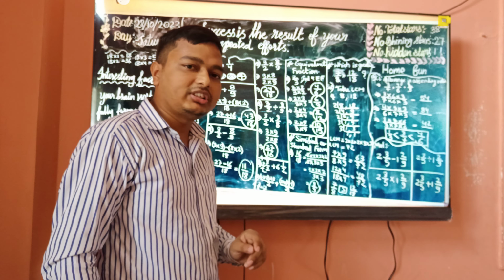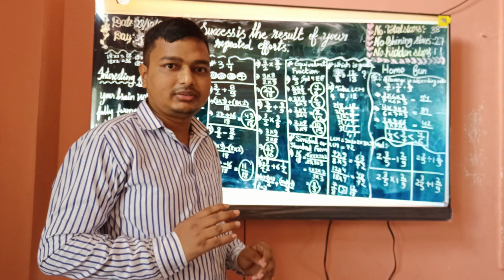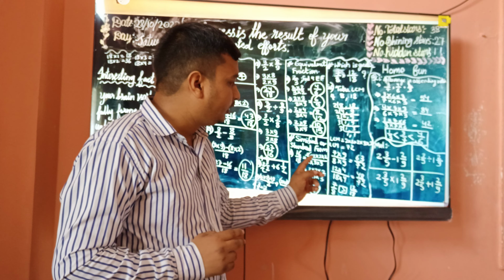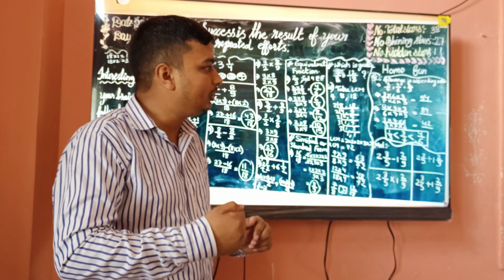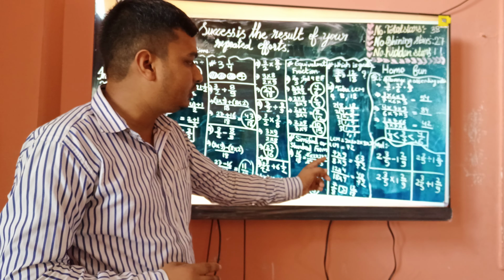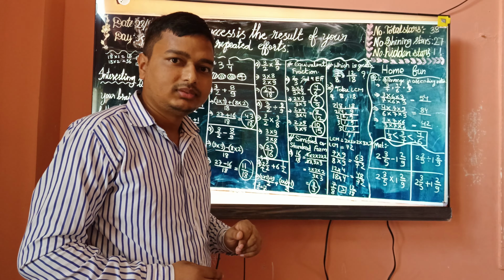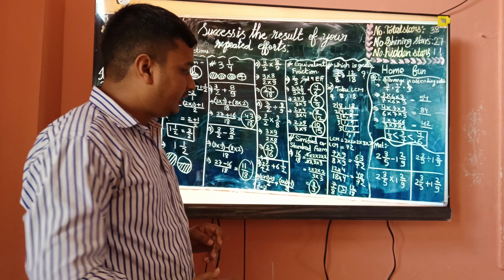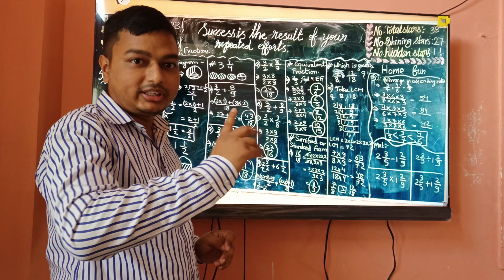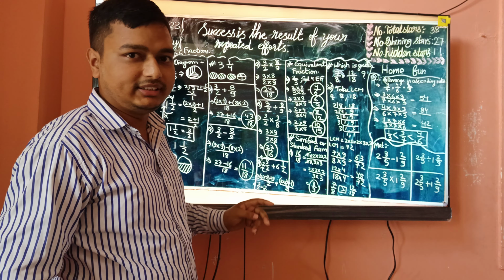We will do the prime factorization. Now how can I write 16? 2 into 2 into 2 into 2 by prime factorization. And 18, how can I write it? 2 into 3 into 3 by the prime factorization method. If you don't know the prime factorization, you can check my previous video, I have already uploaded.